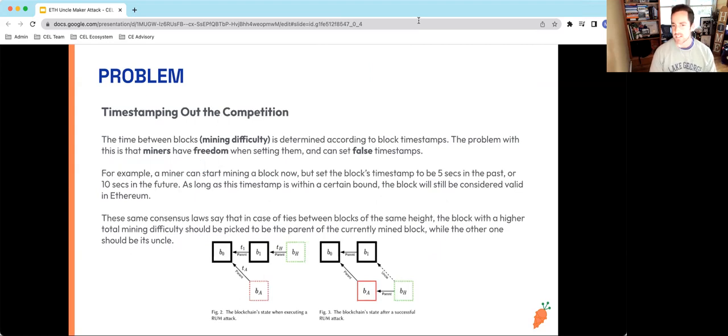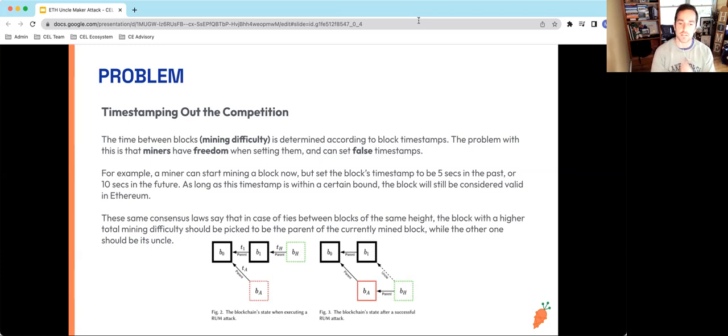What can go wrong is within the timestamping. Between blocks, the mining difficulty is determined by block timestamps. The problem with this is that miners have the freedom when setting them. They could create false timestamps. They don't always have to provide honest and truthful timestamps. In my example here, a miner can start mining a block now, but set the block's timestamp to be 5 seconds in the past or 10 seconds in the future. As long as the timestamp is within a certain bound, the block will be considered valid.